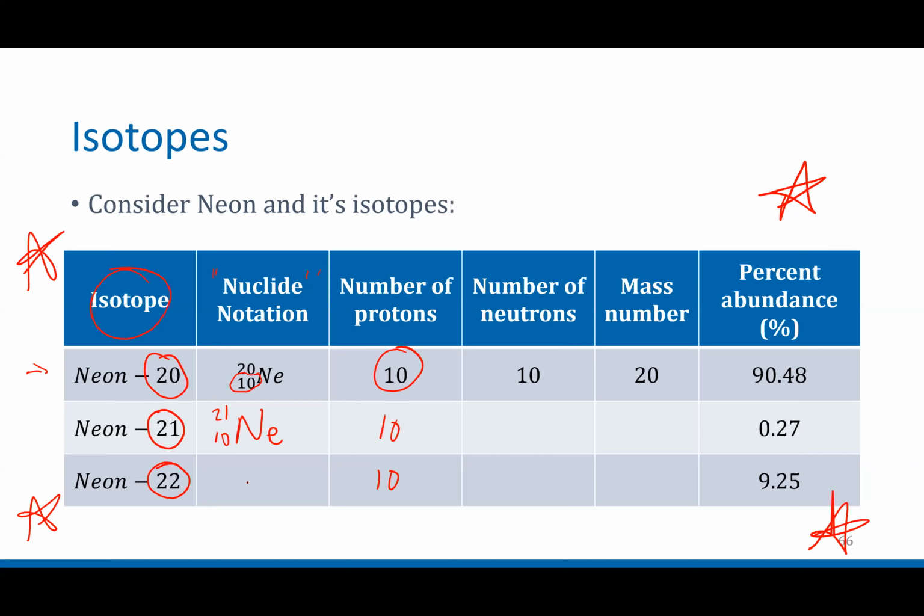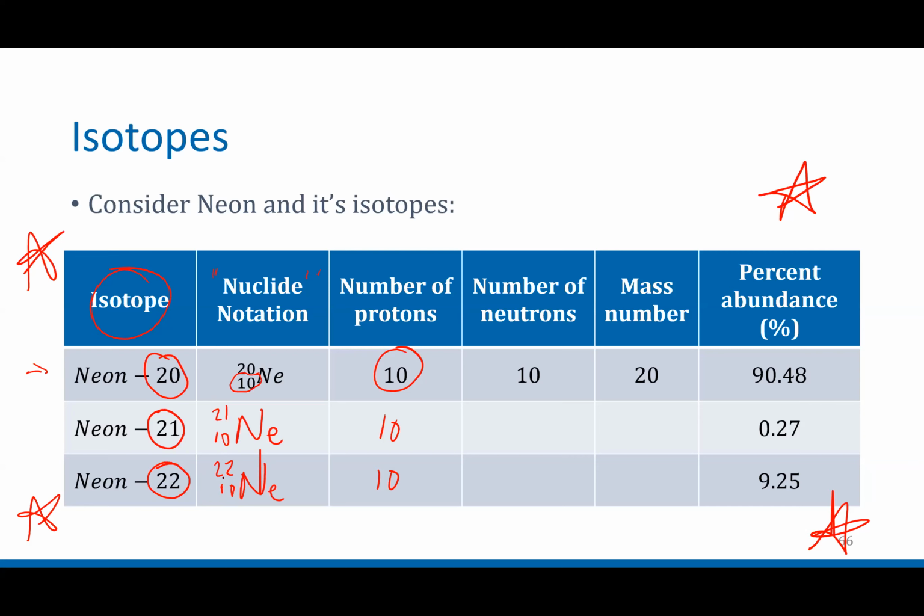Okay, so this guy here would be neon 21. We still put a 10 there. This guy here would be neon 22. We still put a 10 there. That doesn't look like a 10, does it? Oh, my pen. Sorry.